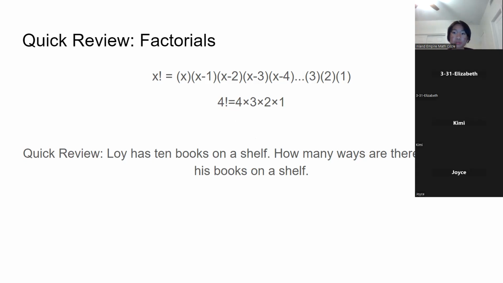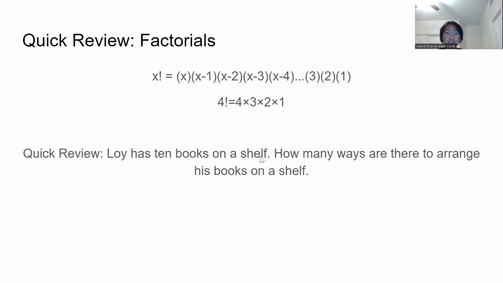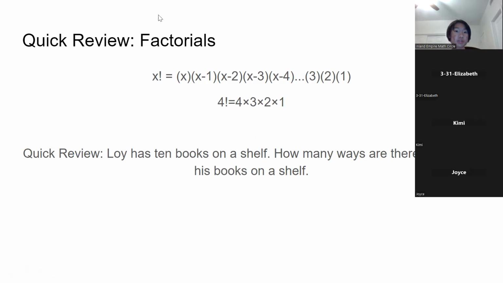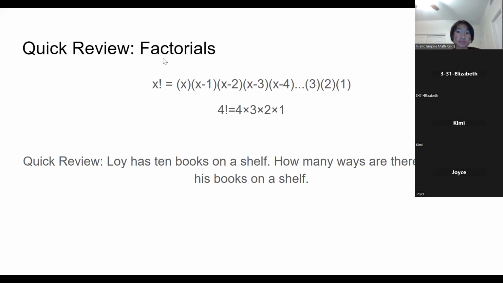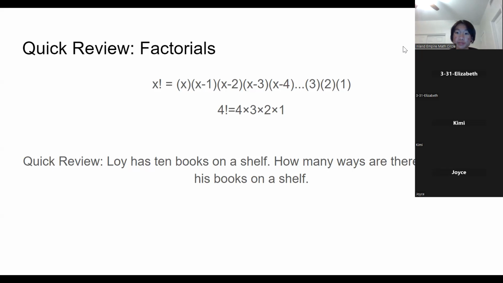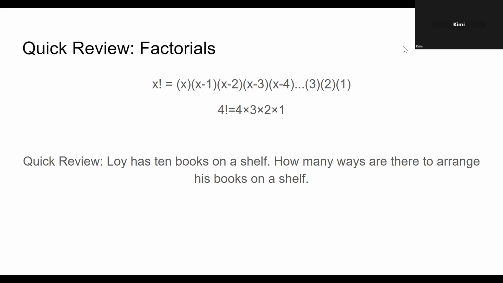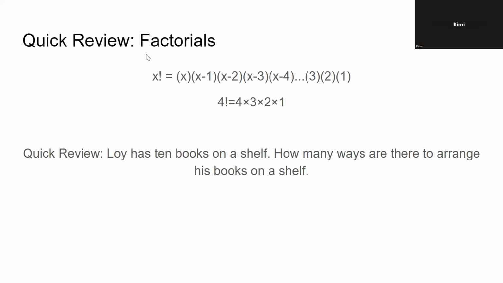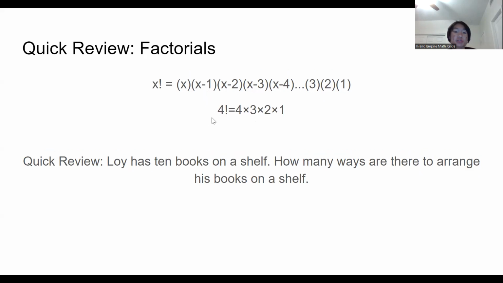So this is used for some pretty basic permutation problems. A quick review, this problem is: Loy has 10 books on a shelf. How many ways are there to arrange his books on a shelf? We can use the factorials to do this. Does anyone have any idea how to tackle this problem? Yeah, Kimi, go ahead. I think if he has 10 books on a shelf, probably 10 factorial. Yes, 10 factorial, that's right. We do 10 factorial because of the choices for the books, right?